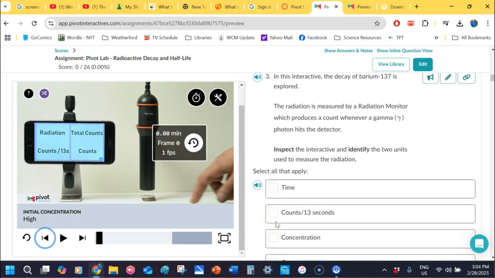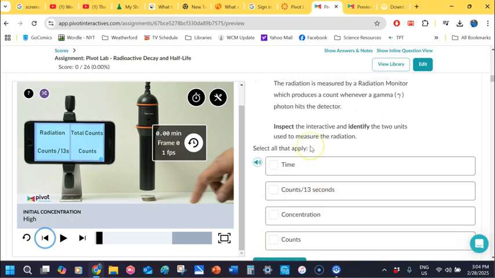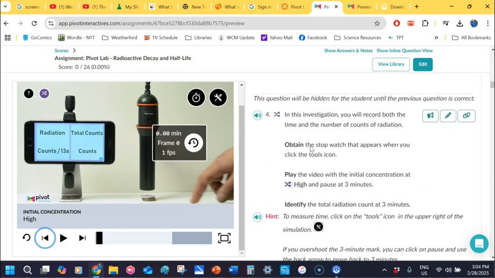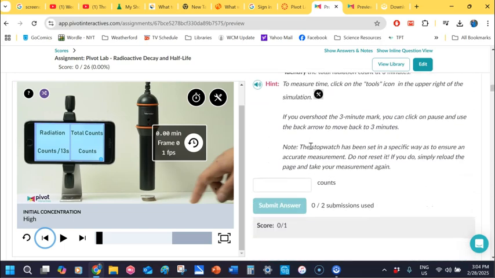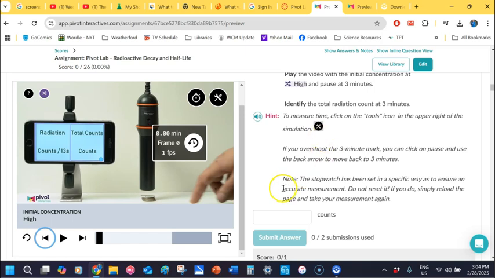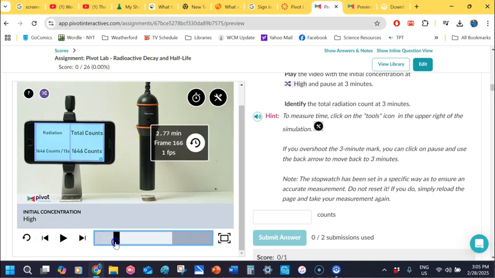That's pretty straightforward. And then you have some questions here to answer: what you're measuring, what units you're measuring, which we just talked about. Then it wants you to go to 3 minutes and write how many counts there are, or the total counts at that time. Now, you can use the little slidey bar. Here's the best way: you can try to get it exactly on, but usually once you get it within 10, like 2.9 something or 3.0 something, you're better off just using the little back arrow to get it exactly on 3 minutes. Then you can write down that amount.